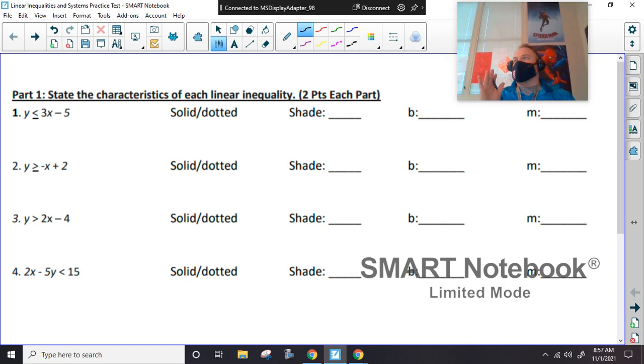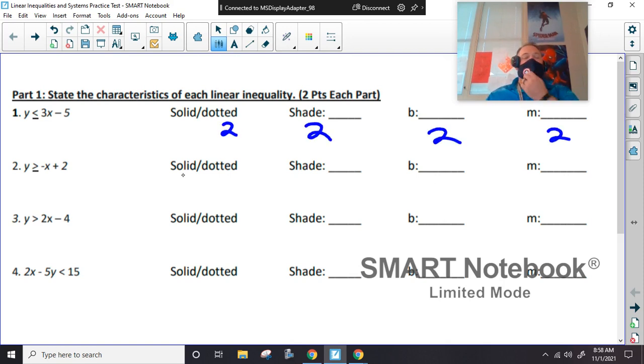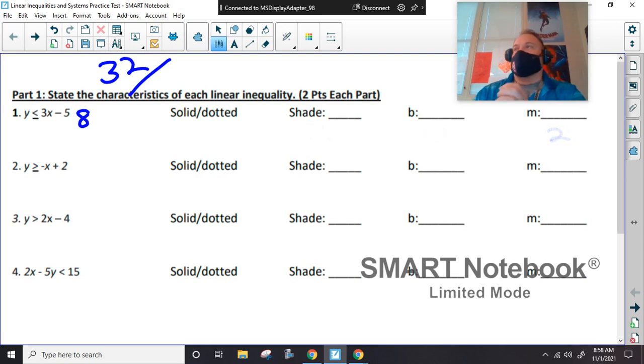Now, for my students, I've set up each of these columns. Each of these is worth 2 points, 2, 2. So each problem's worth 8 points. There are 32 points on this practice test. So for your test tomorrow, there's 32 points that you can get right here, right now.